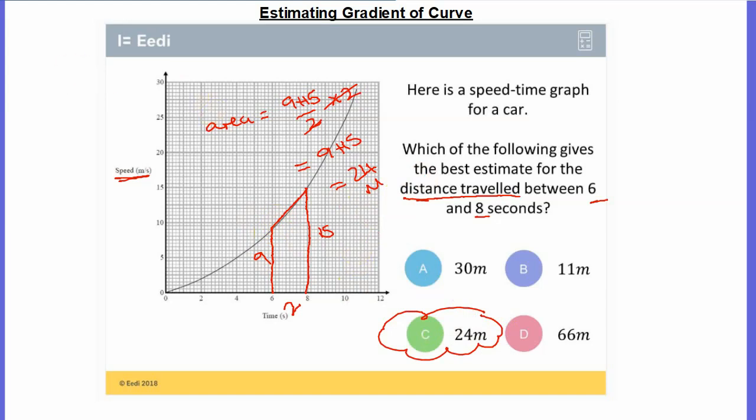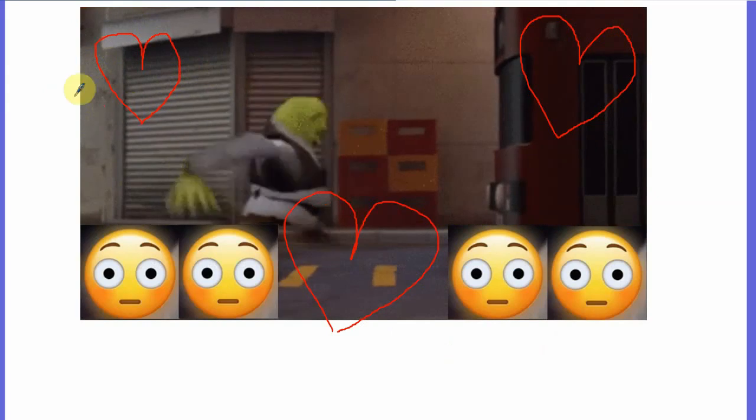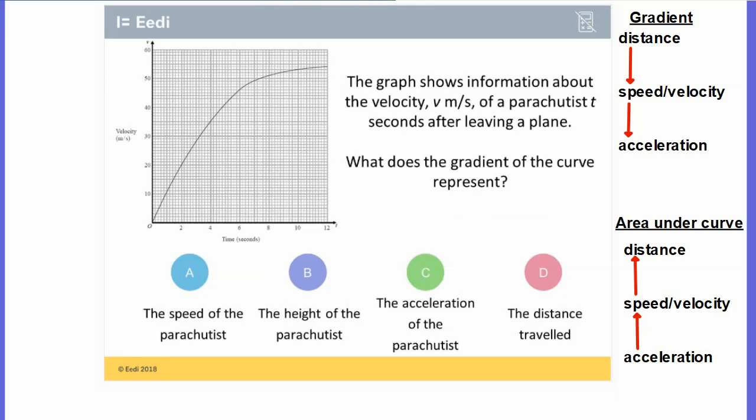So having a go at question 2. Oh, this isn't question 2. I don't know what Srek's doing, but he kind of vibing though. Alright, so we'll go on to question 3. I'll cut that out in post because I don't know why that was in there.